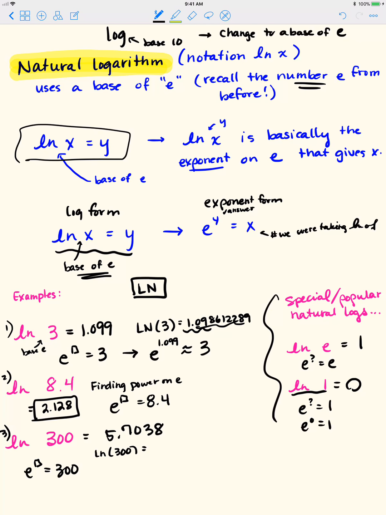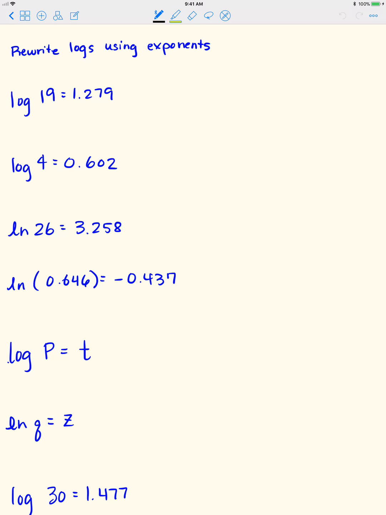Okay, so common log, natural log. We'll look at a few examples where you just rewrite, so you can understand. These examples are all in logarithm form, and we're going to rewrite them using exponents. If it has log, it's a base of 10. If it's natural log, it's a base of e. So just keep that in mind.